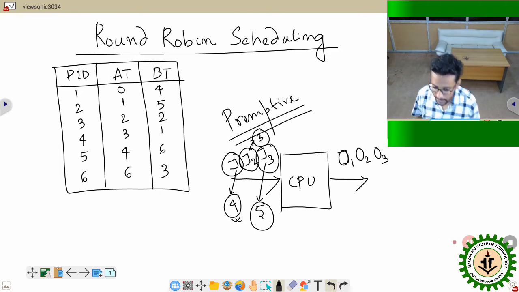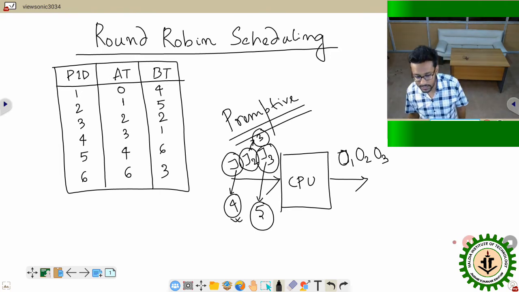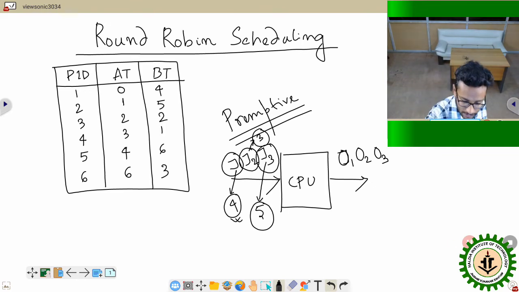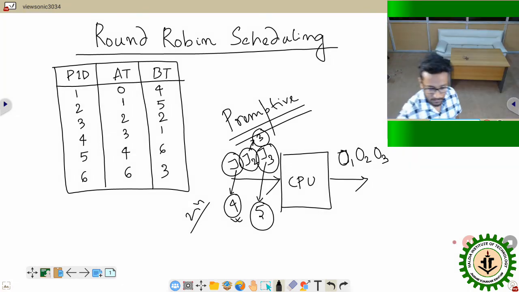If I talk about preemptive scheduling, what is the difference? The difference is that I will not give the entire job 1, job 2, job 3 at once. That means I will give 2 amount of time to each and every one. If job J1 requires 4, it will be executed for only 2 and 2 are left.